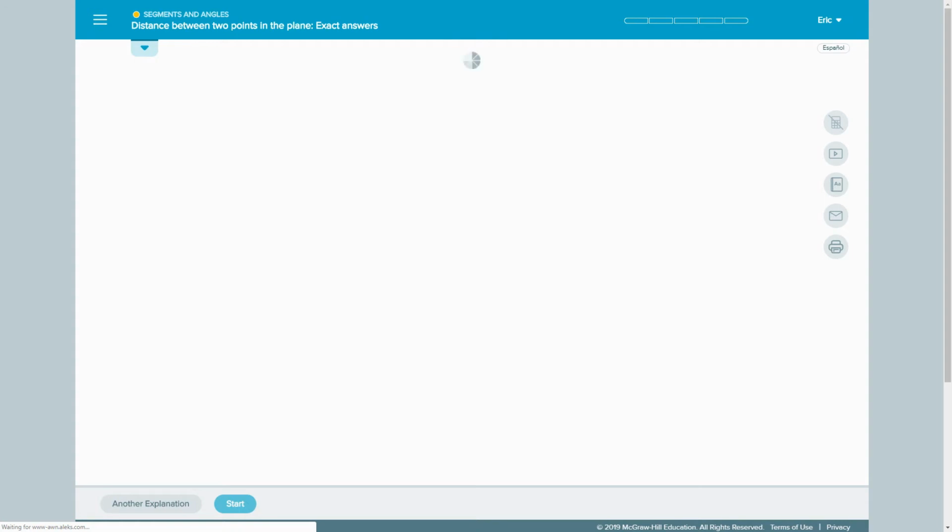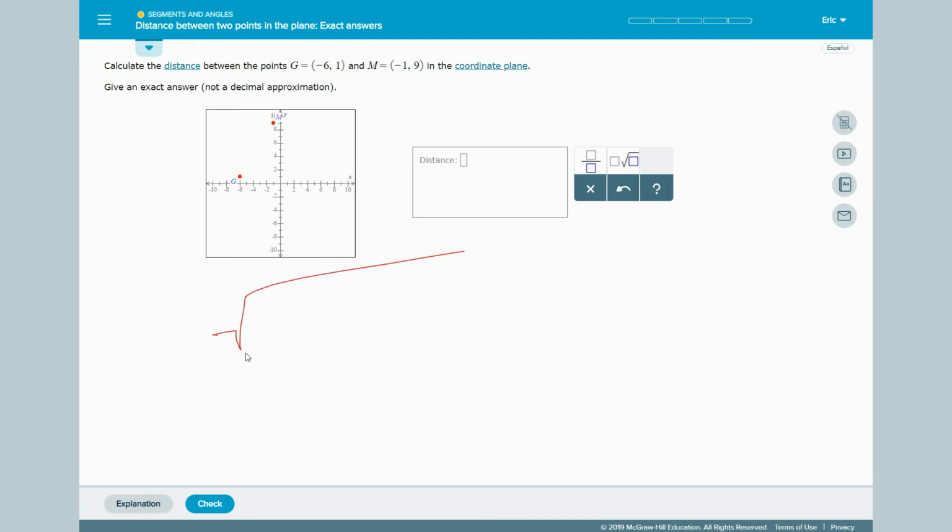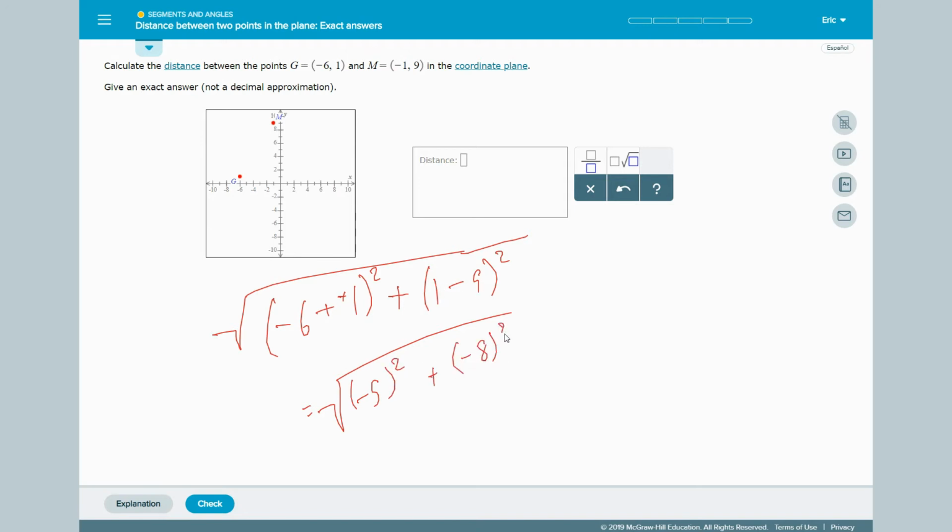So if my distance formula is the square root of, subtract your X values. It does not matter the order so long as you keep it in the same order for your Y. So I'm going to start with negative 6. So negative 6 minus negative 1 squared plus your Y's. So I started with negative 6. I'm going to start with 1. 1 minus 9 squared. That's just going to be the square root. Negative 6 minus 1 is plus plus. So that's negative 5 squared plus 1 minus 9 is negative 8 squared.